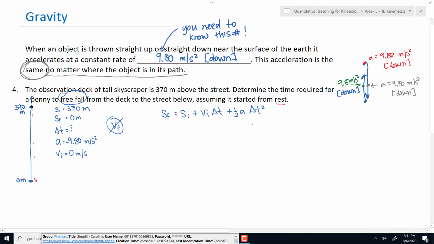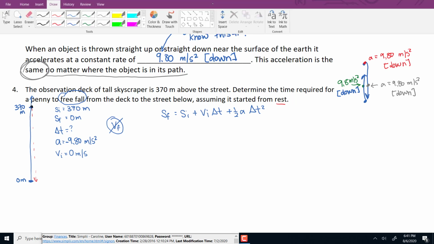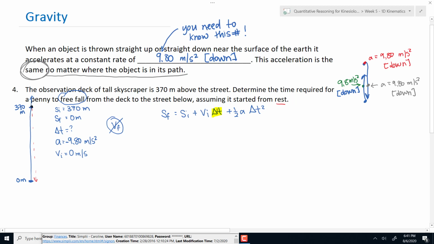So we're looking for delta t. Okay, and delta t is written out twice here. One is just as a simple delta t, the other one delta t squared. Because of this, we can't rearrange the equation to solve for delta t. So we're going to just sub in our values right now. So S final is 0, S initial is 370, V initial is 0, delta t is what we're looking for, plus 1/2 A is negative 9.80, and delta t again is what we're looking for, squared.